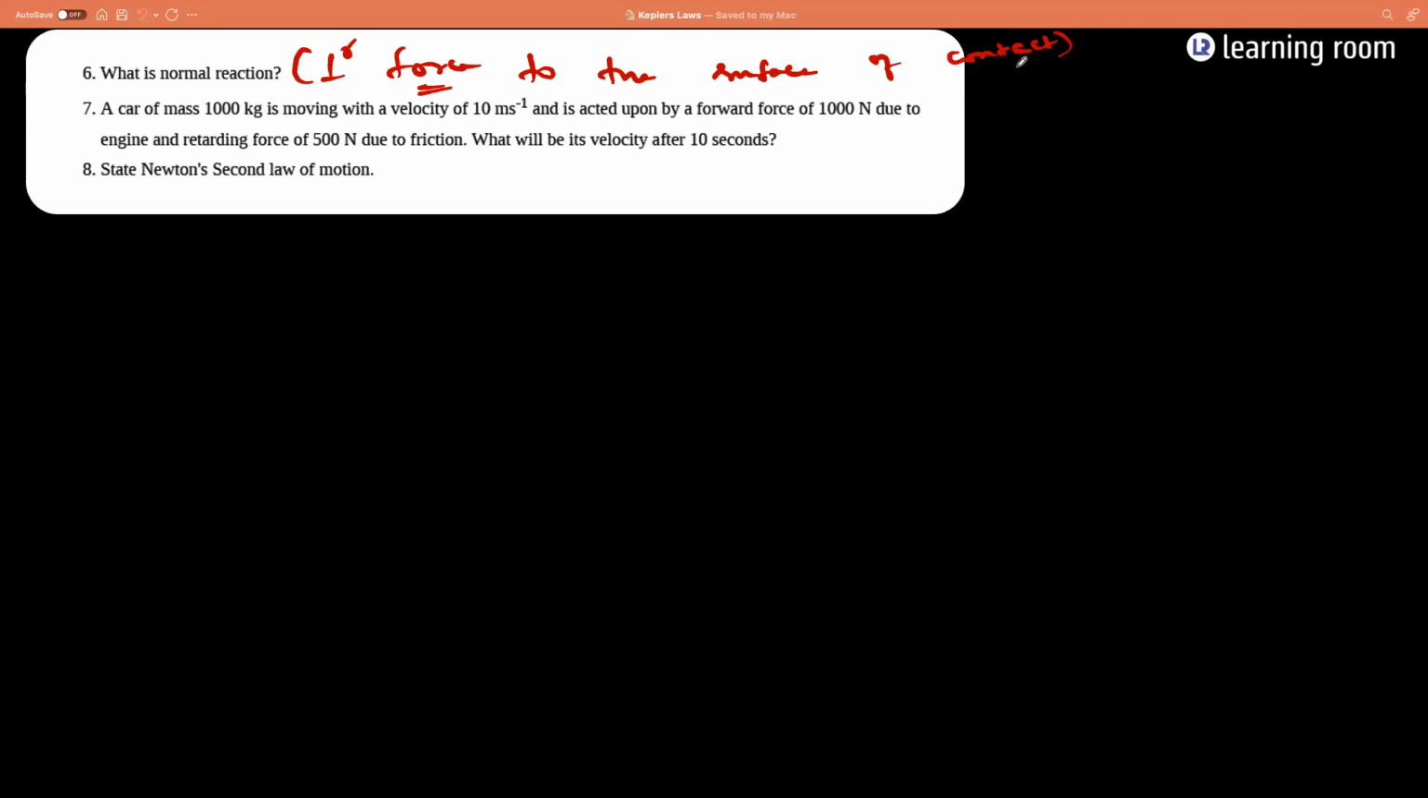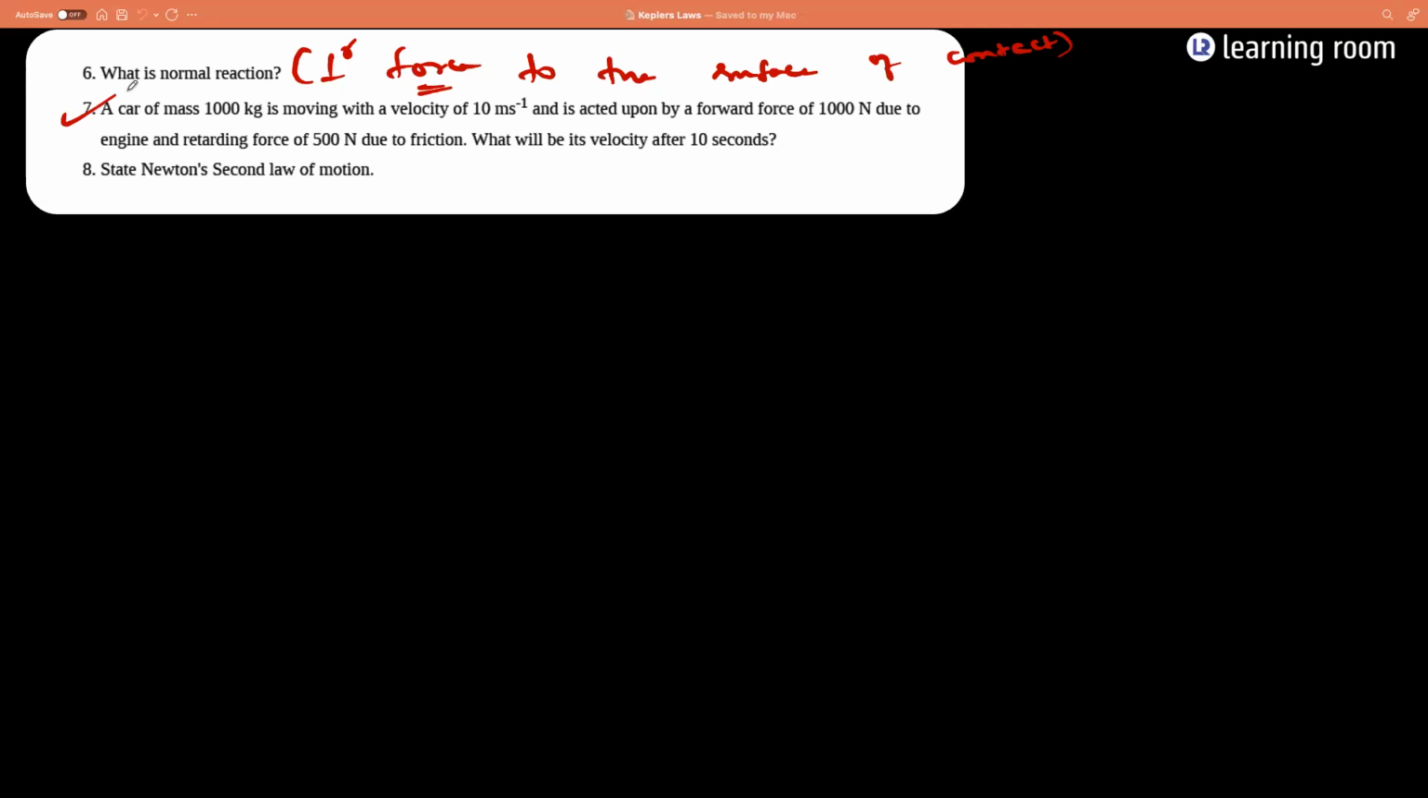The booklet definition you need not memorize. Break the word and see. It's a reaction. And it is in which direction? Normal, it is perpendicular. So it's a perpendicular reaction to, you need to answer, is it a contact force or a non-contact force? It's a contact force. So perpendicular force to the surface of contact is what is called as normal reaction, right?